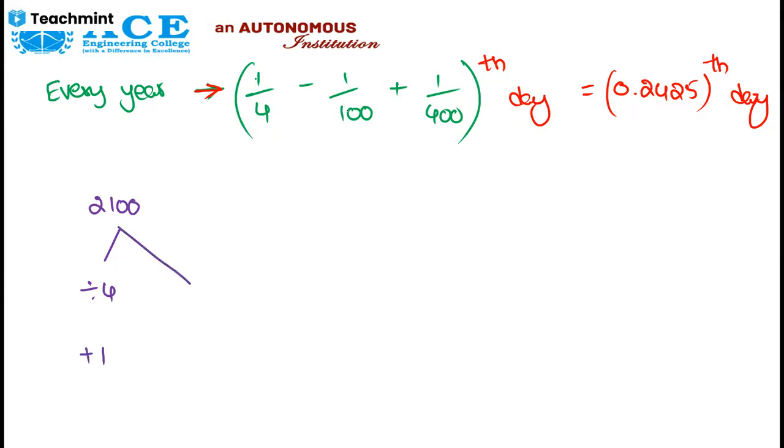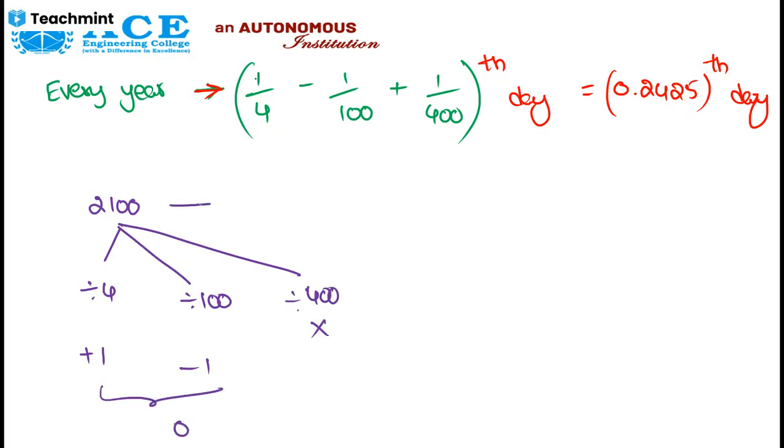Then every 100 years, one extra day is removed. As it is divisible by 100, that extra day is removed. And it's not divisible by 400, so the extra day is not generated. So plus 1 minus 1, no extra day generated, it's a non-leap year. When an extra day is generated, we claim it a leap year. When an extra day is not generated, it's a non-leap year.